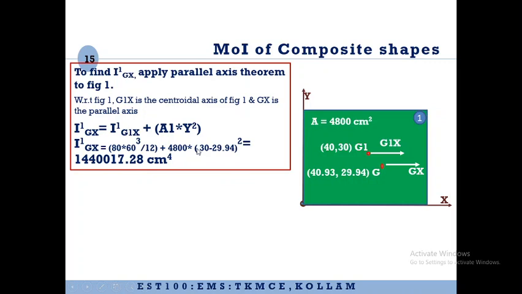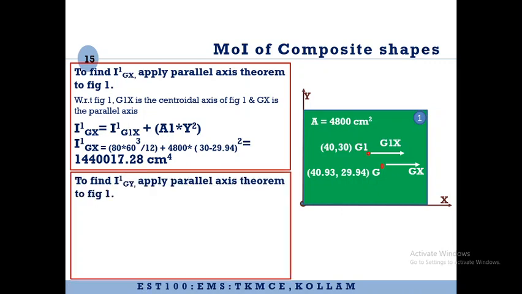Once again, the difference between the two x-axes, we need to know the difference between the Gx axis and the G1x axis. So the difference between the Gx and G1x axis can be taken as the difference of the y coordinate of G and G1. You simply have to take the difference of the y coordinate of G and G1. You don't have to look at the sign because we are having a square here. So you will be getting the value of IGX of 1.